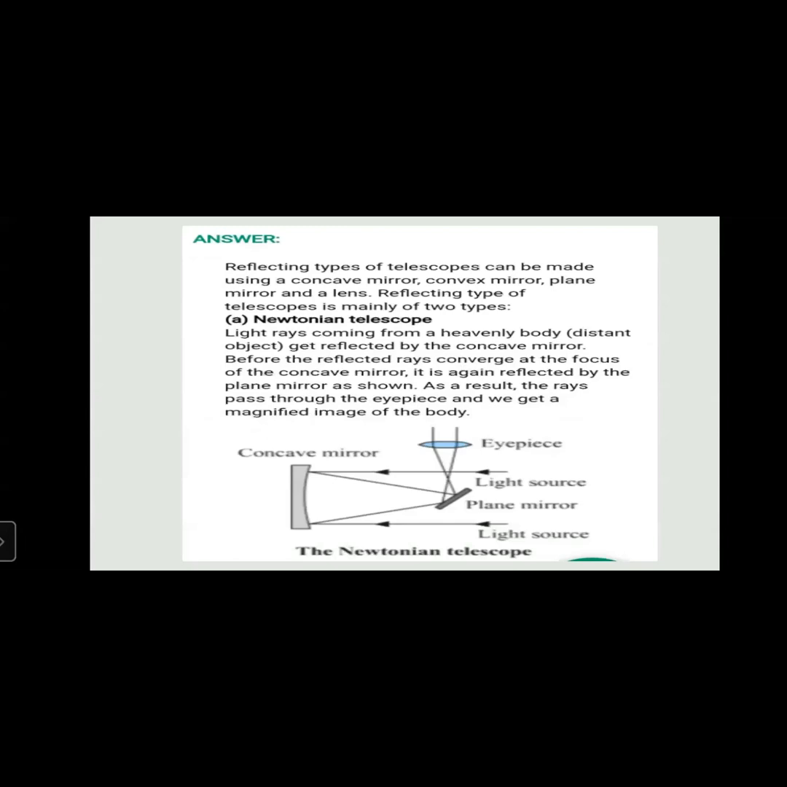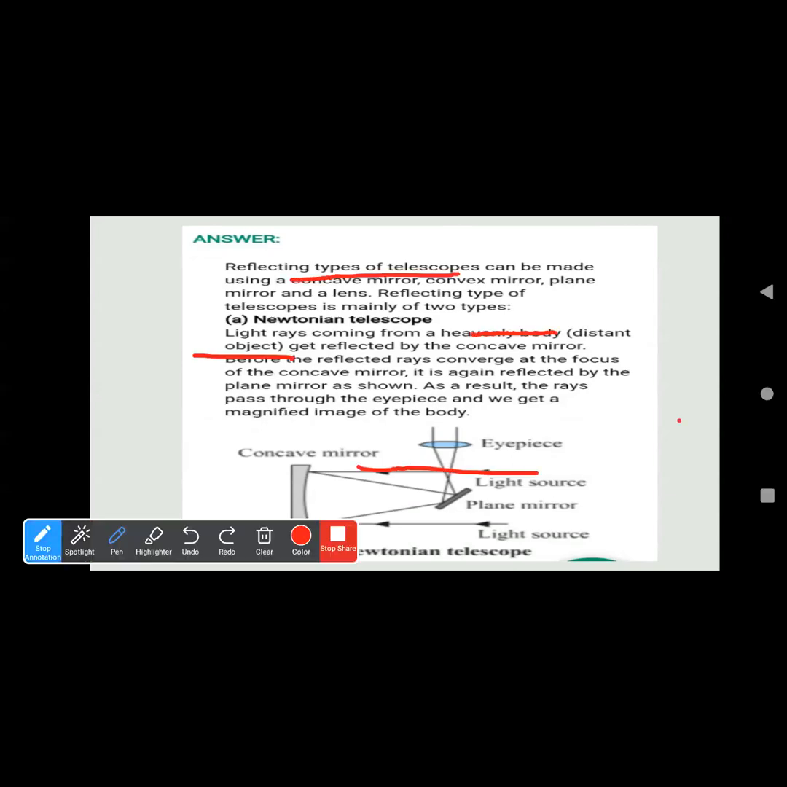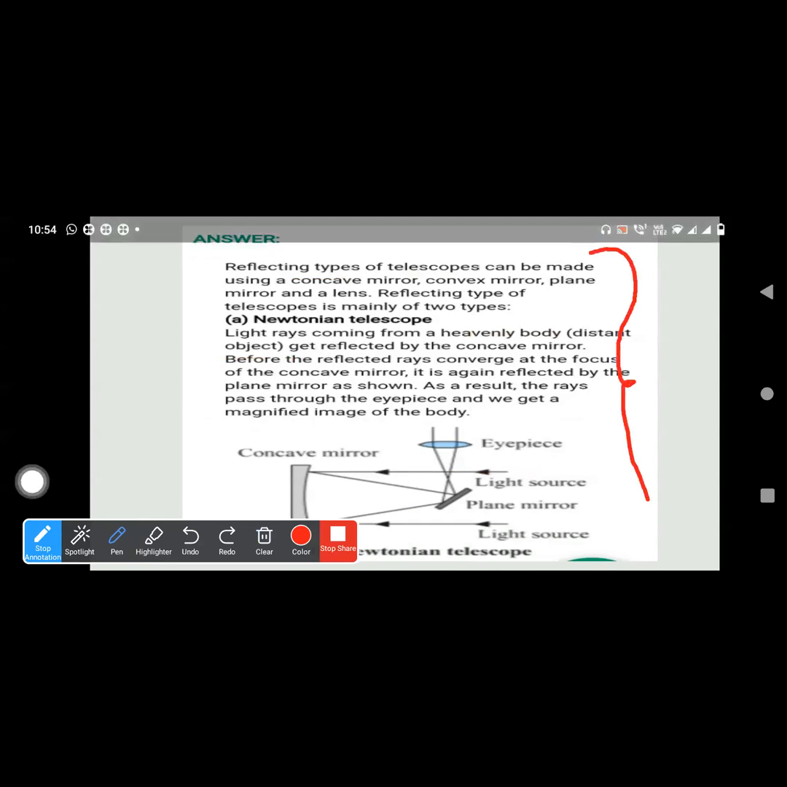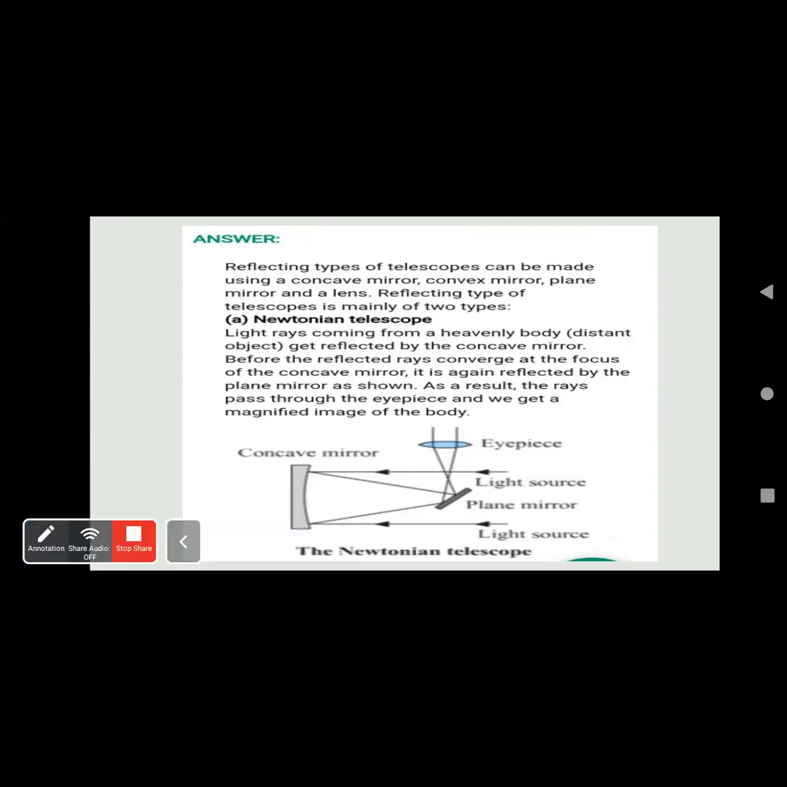So you can see here you need to write the two types of telescope, their names, explanation, and the figure. If you write about the Newtonian telescope in detail and draw the diagram, it will carry 2.5 marks. And when you write about the Cassegrain telescope, that carries 2.5 marks. So totally it will make 5 marks. It is the last question asked in the science paper for 5 marks. Okay, so let us try to understand.